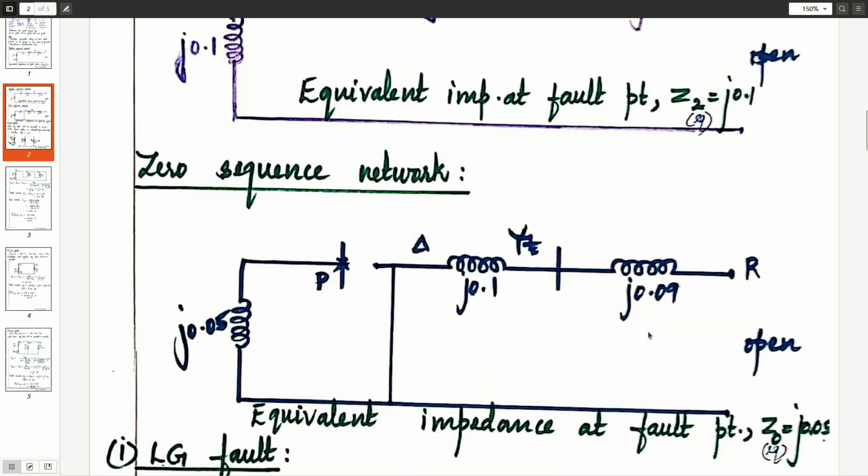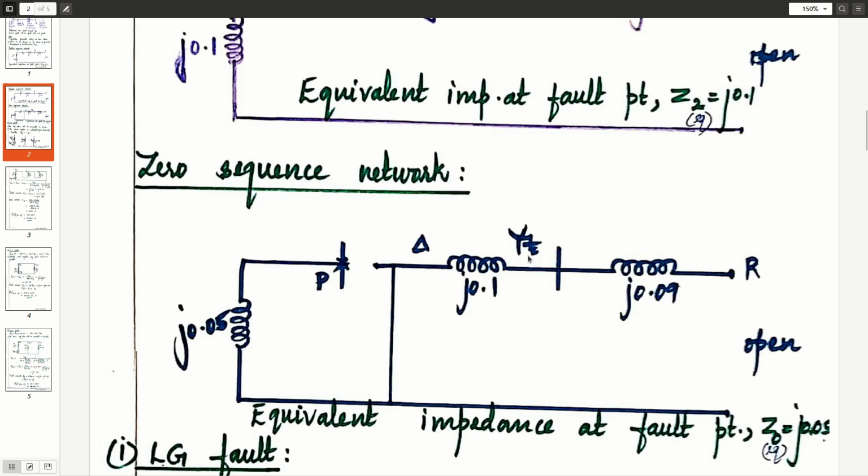Then we draw the zero sequence network. This is for the generator. X0 of generator is given as j0.05. This is the fault point. j0.1 is the X0 of transformer.